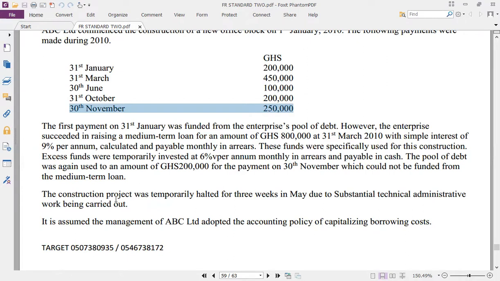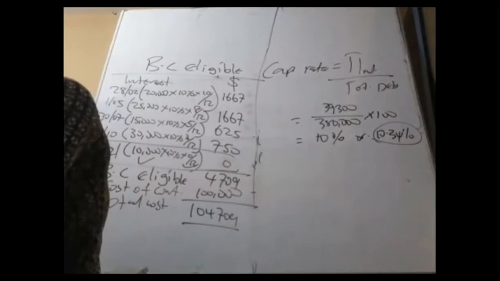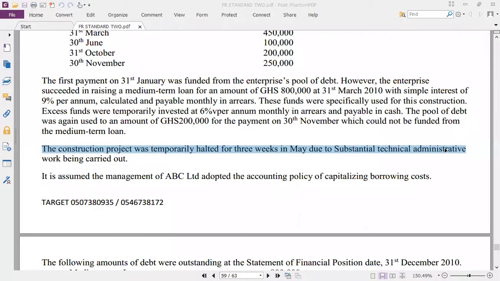Construction of the project was temporarily halted for 3 weeks in May due to a substantial technical administrative work carried out. So you continue capitalizing or you suspend? Let me hear from you. So we have to capitalize because it was planned, that is all. Continue because technical administrative work is part of the plan.